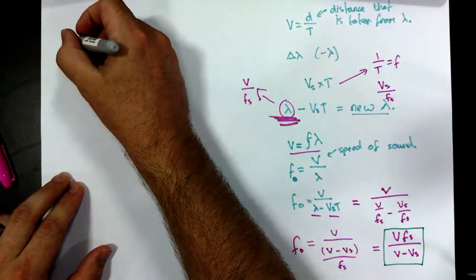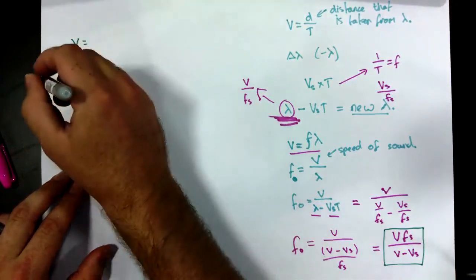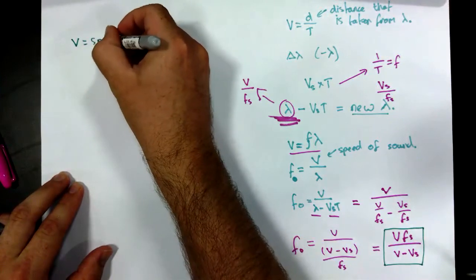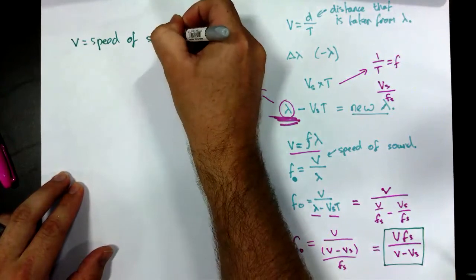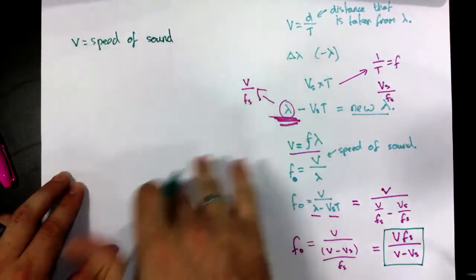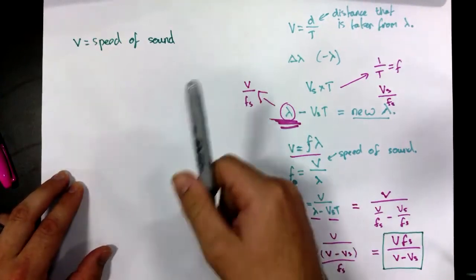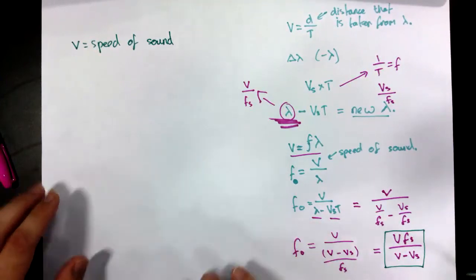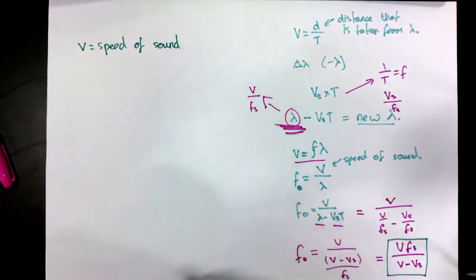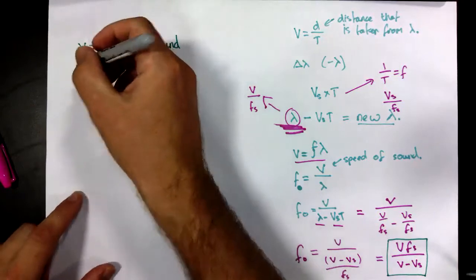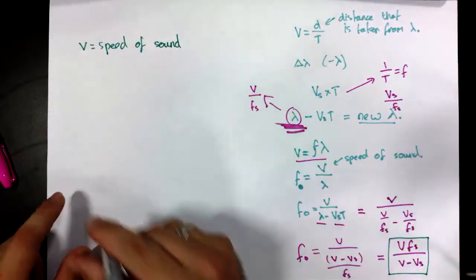So V is equal to the speed of sound, in the medium that it's in. Now, bear in mind, the speed of sound can change based on any number of factors, like depending on what material you're in. So, for example, if you're underwater, it's much faster. Just as a small example there. So just bear in mind that the speed of sound can change.